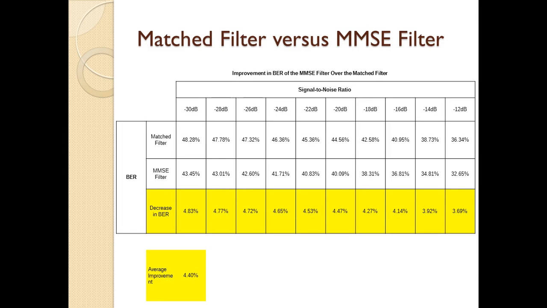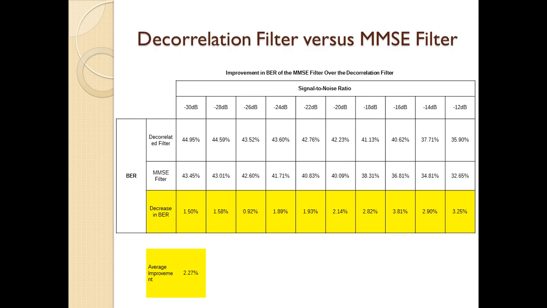The decrease in BER when progressing from the same baseline matched filter to the MMSE filter produced an average BER improvement of 4.40%. The MMSE filter had the best BER versus SNR chart with an average improvement of 2.27 over the decorrelated filter.